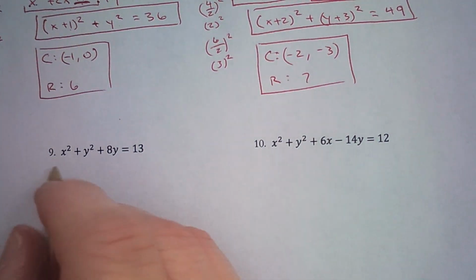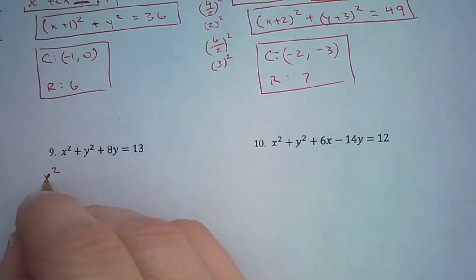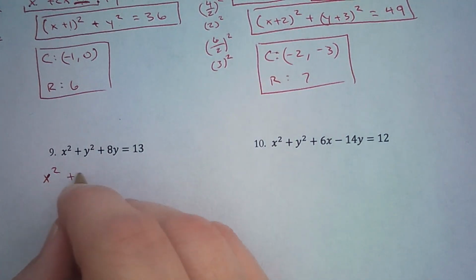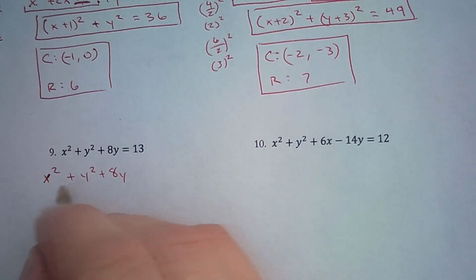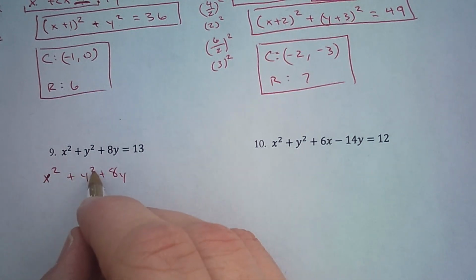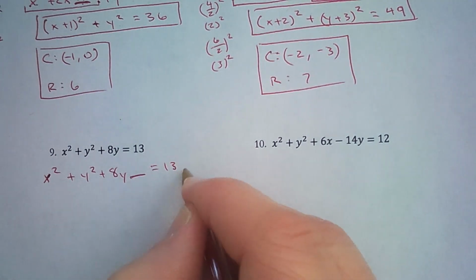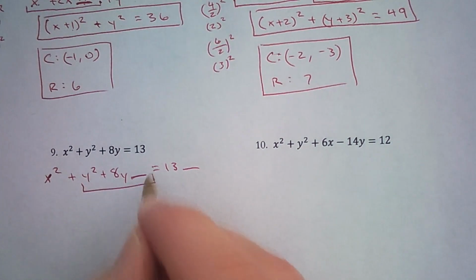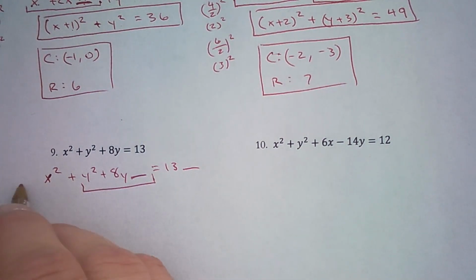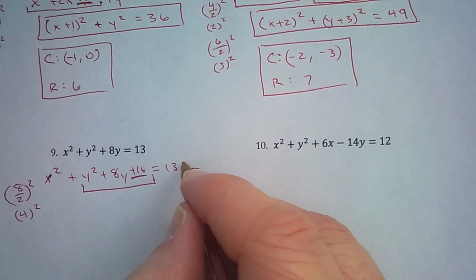Okay, a couple more of those. So we have x squared, no x term, so no completing the square for x, plus y squared plus 8y. Here we only had a squared term. Here we have a squared term and a first power term. So we need a blank, equals 13 plus blank. Okay, complete the square right here. b is 8. 8 over 2 squared is 4 squared, which is 16.